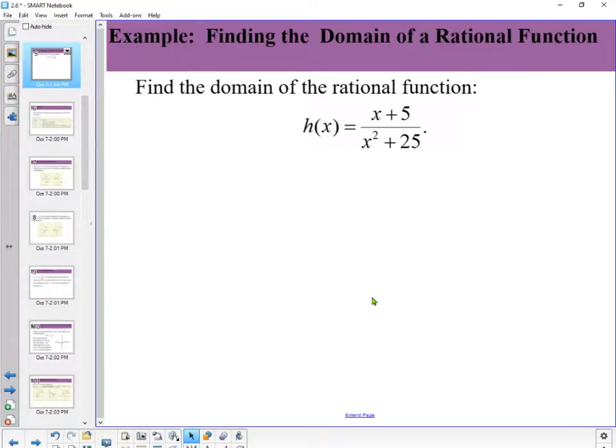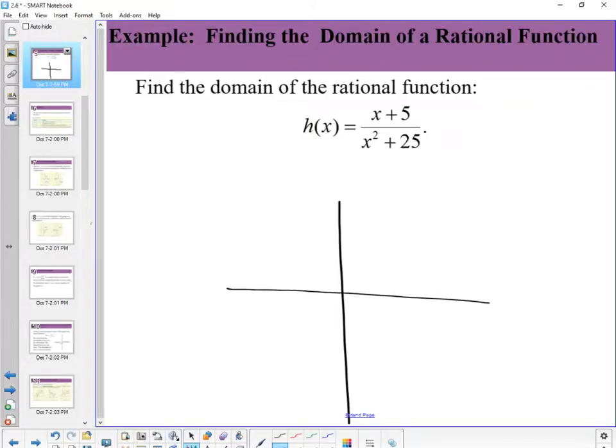It does? Where? At y equals 0. How do you know? Because the top degree is less than the bottom degree, that means the line y equals 0 is going to be an asymptote.